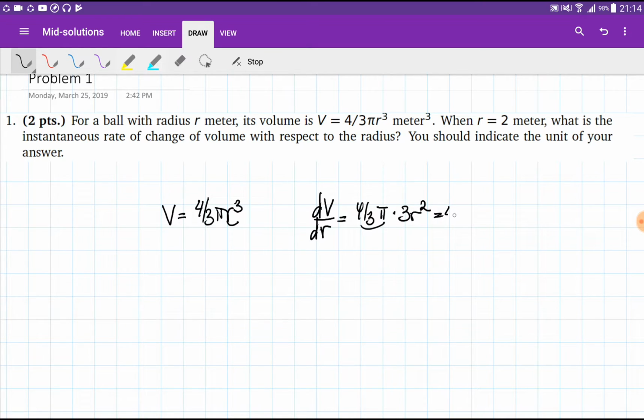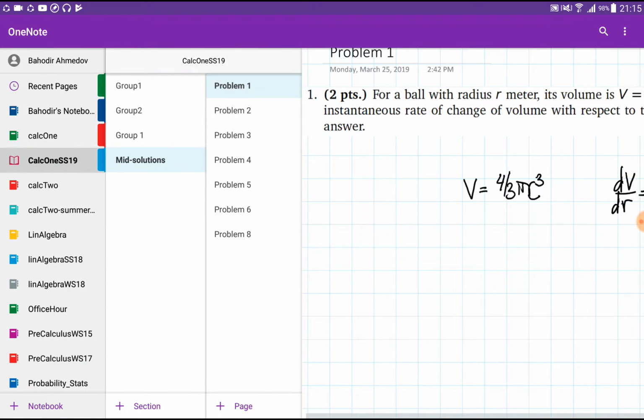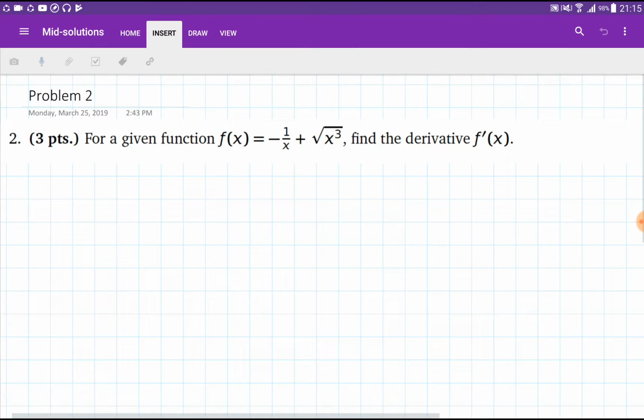So we'll get 4 multiplied to the pi r squared, and we're given that initially the r was equal to the 2, so that's why if we substitute the 2 there, we'll get 16 pi. So the rate of change of the volume with respect to the radius is 16 pi. So let's go to the second problem.